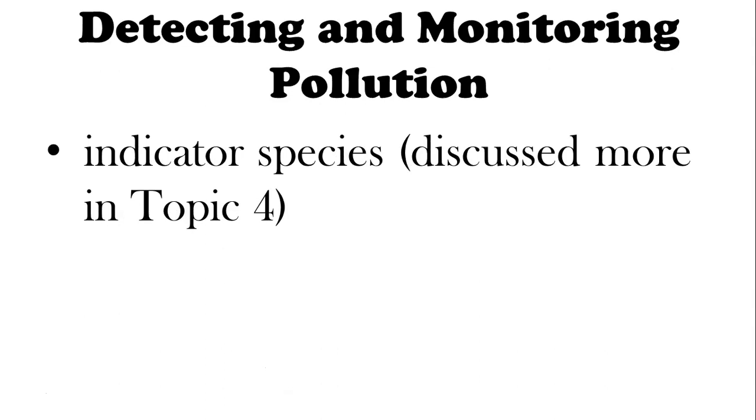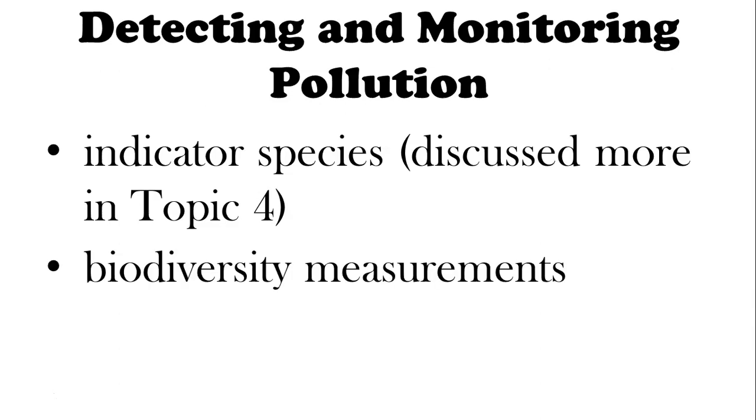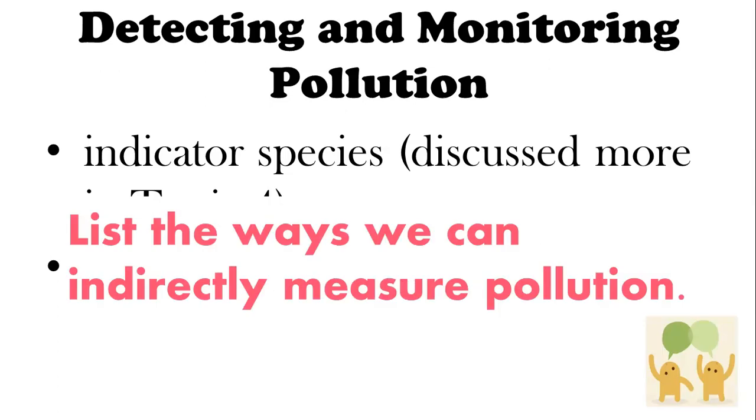We can also look at indicator species, which we'll talk more about in topic 4, but basically these are species that are only found if the conditions have been polluted or are unpolluted. We can also look at overall biodiversity of a particular ecosystem. Biodiversity refers to the variety of life that can be found in a particular area. This can be difficult to measure, but in general, pollution can cause an environment to be less diverse, so you'll have less different types of organisms living there. We should be able to list a couple ways that we can measure pollution indirectly.